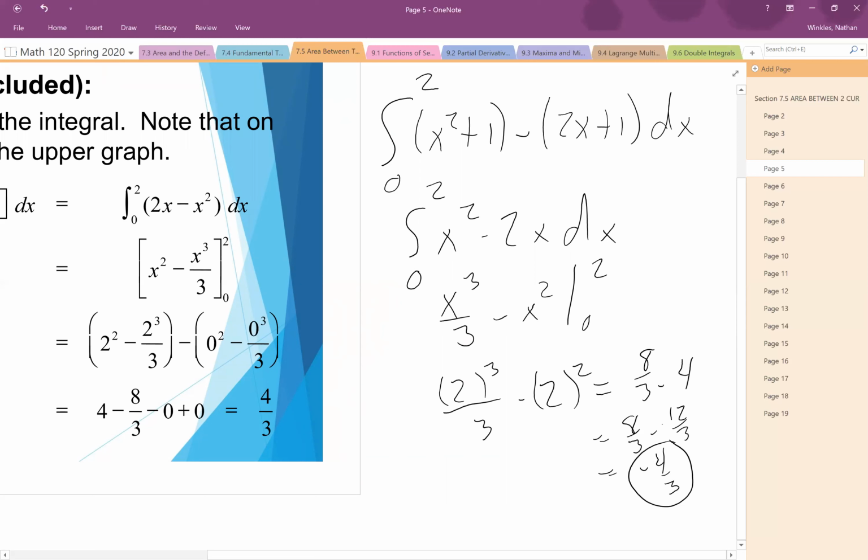So notice we get the same exact value except that one's positive and one's negative. So in these easy cases, it doesn't matter which one you pick in the end, because we're finding area. Since we're finding area, we only worry about that 4 over 3.